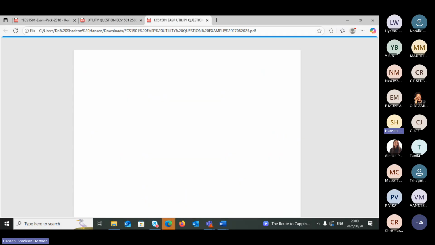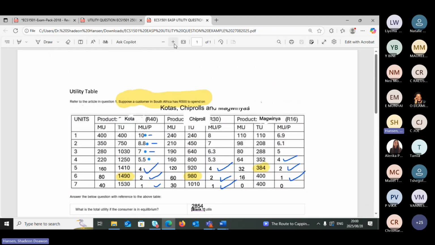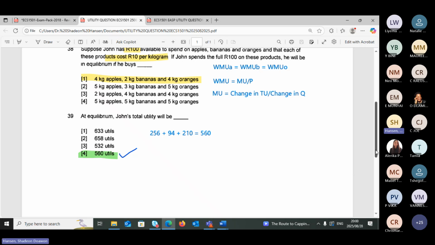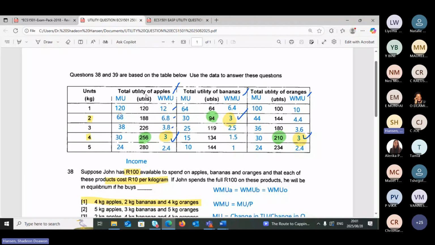Well, this one is about the quotas and the chiprels and the maguinias. This is an interesting question, students. Because look, if you look at the one that we took from the exam of 2016, we were only given the total utilities of apples and bananas and oranges. We were also given the income over here, and it said the price of apples was 10 rand, the price of bananas was 10 rand, the price of oranges was 10 rand. And when we determined the consumer equilibrium, there was only one instance where the weighted marginal utilities were equal to one another. Are we together, students?